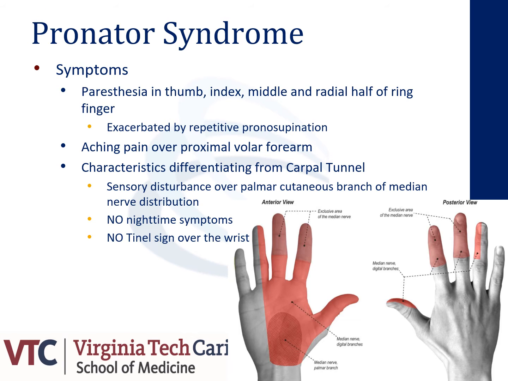These paresthesias are exacerbated with repetitive pronosupination. There is an aching pain associated with the proximal volar aspect of the forearm. A key differentiating factor of pronator syndrome from carpal tunnel is that the sensory disturbance will also incorporate the region innervated by the palmar cutaneous branch of the median nerve.